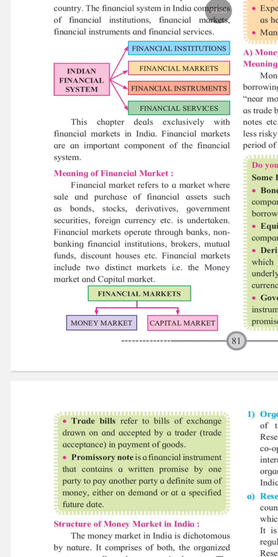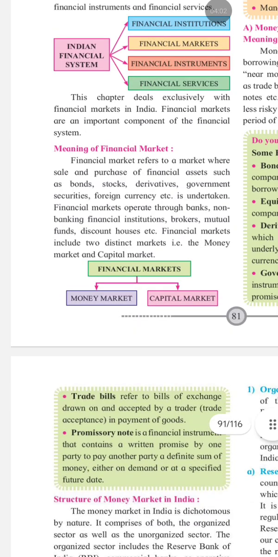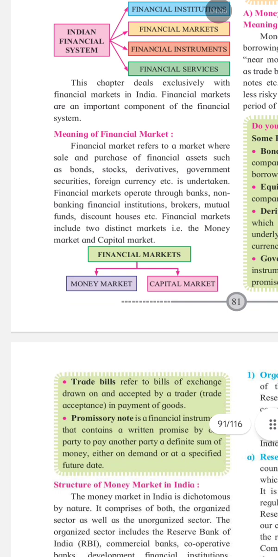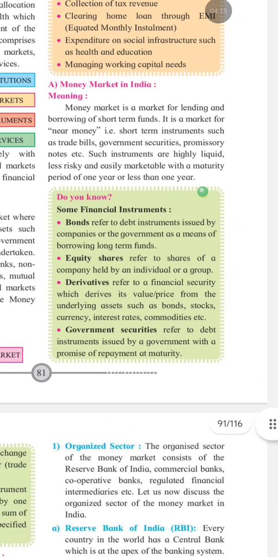Financial markets are mainly divided into two types. You can see here, money market and capital market. The first is the money market and the second is the capital market. Since this part is about the money market, let's first understand it in detail. So let's first understand the money market in India.